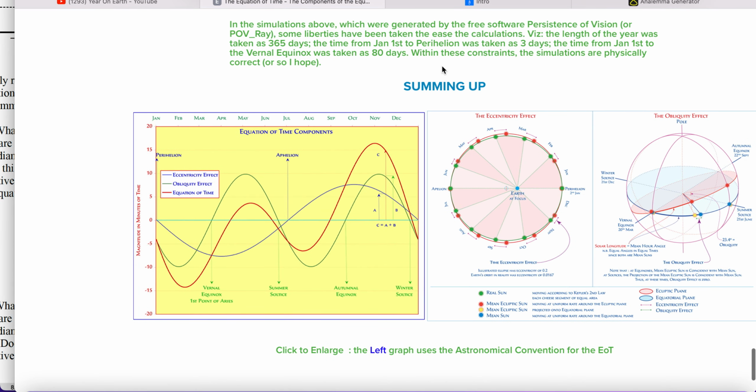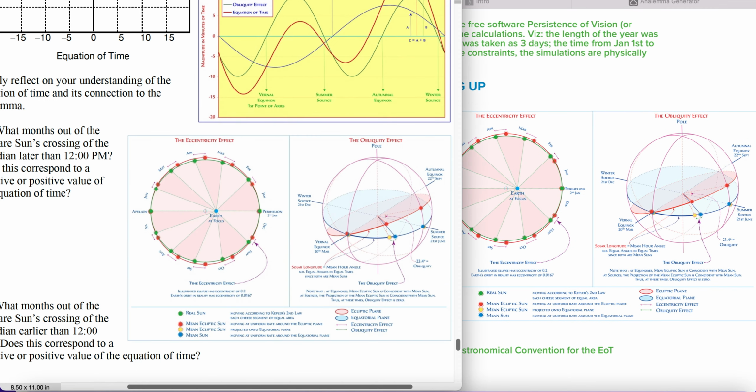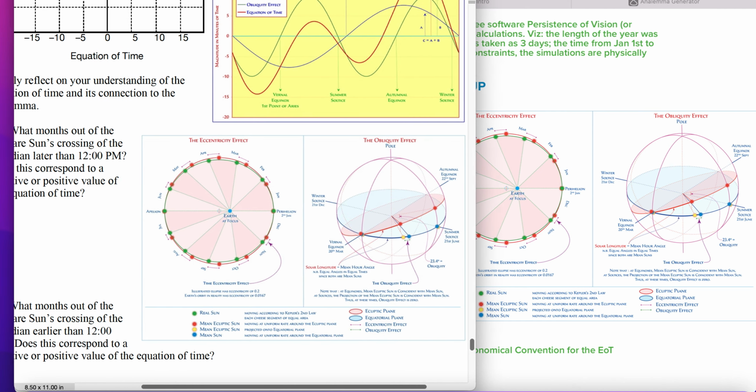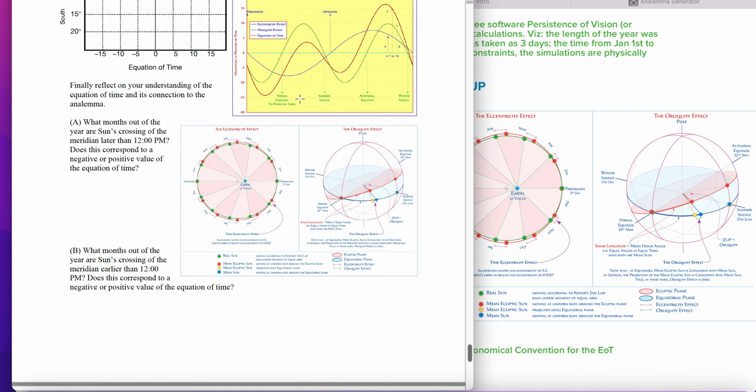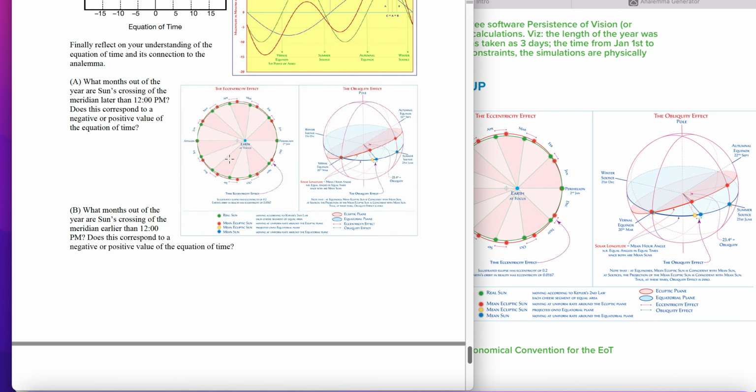So hopefully that is interesting at the very least, and certainly the lab strives to have you make sense of some of that. Okay, so I'll zoom out a bit, and then we'll just scroll down. I have a couple questions that ask about understanding that, as well as just basically interpreting the graphs.